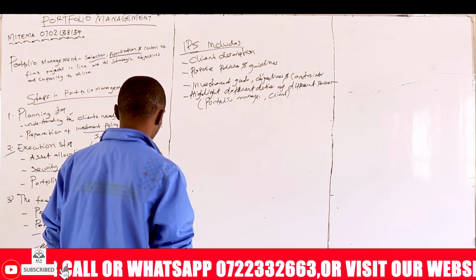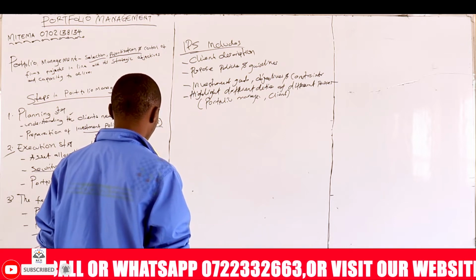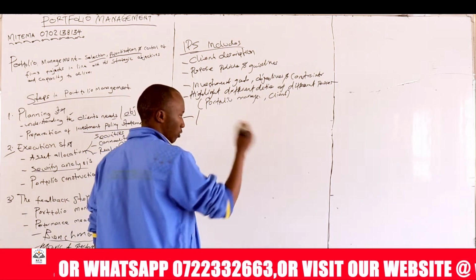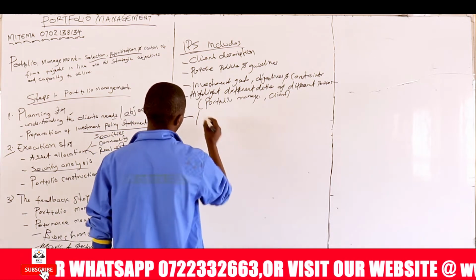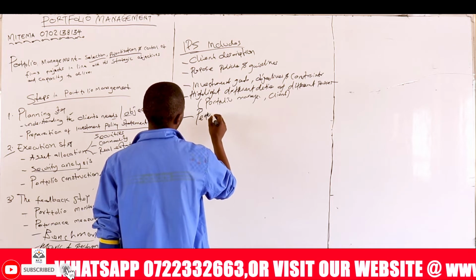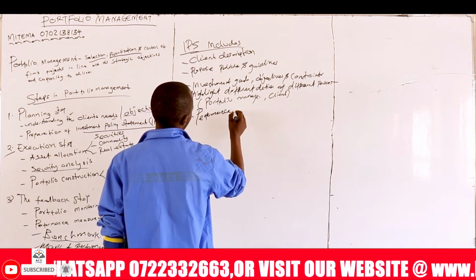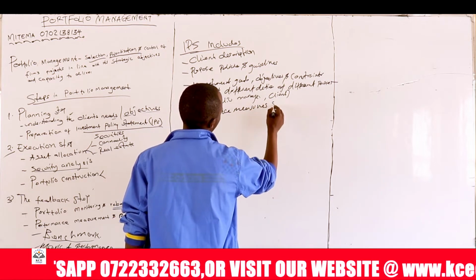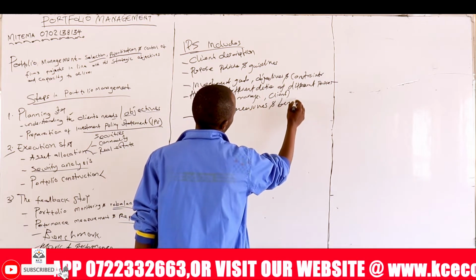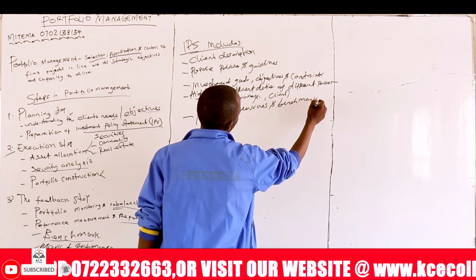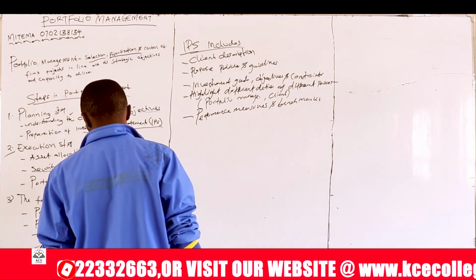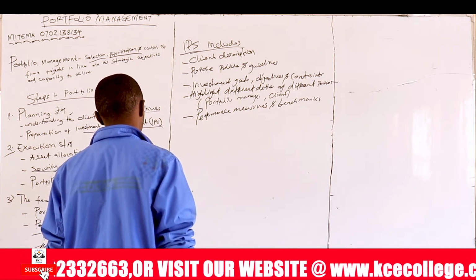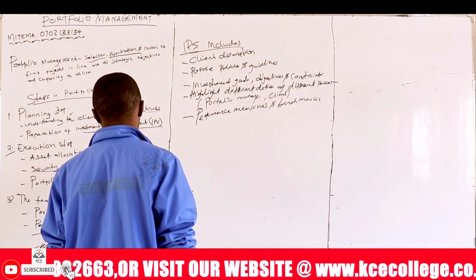It also includes the performance measures, what we call the benchmarks. So performance measures are the criteria on which you are going to measure your performance. Also to include any other considerations in developing the strategy asset allocation.